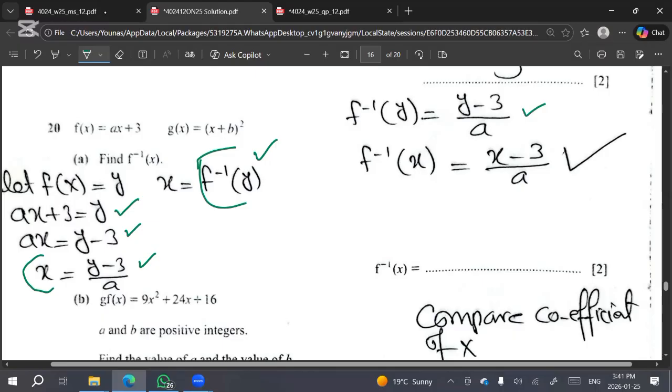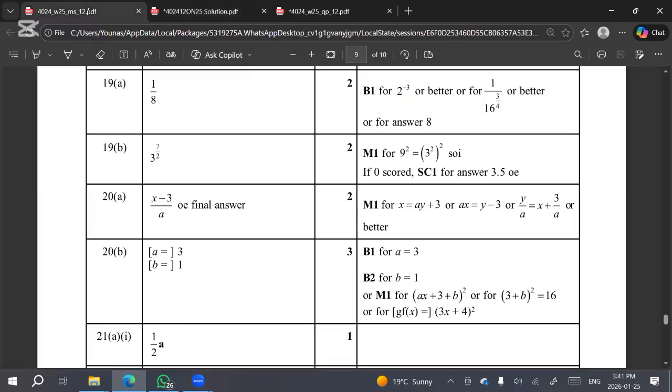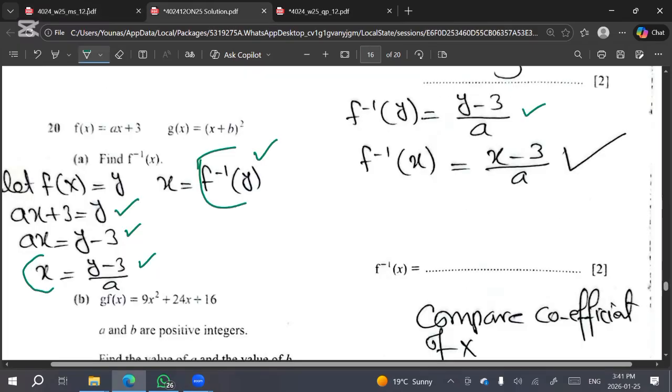So f inverse of x will be, in the place of y, sorry, in the place of x, I will substitute x on both the sides. So f inverse of x will become (x minus 3) by a. This is a typical method of how you find the inverse of a function. So (x minus 3) divided by a, this is how the a part is done.